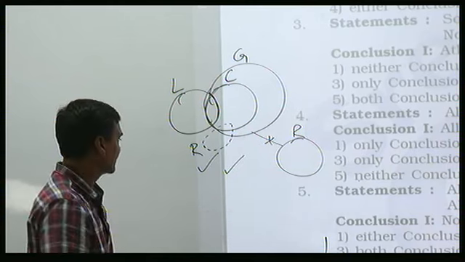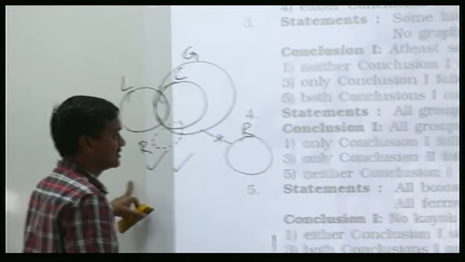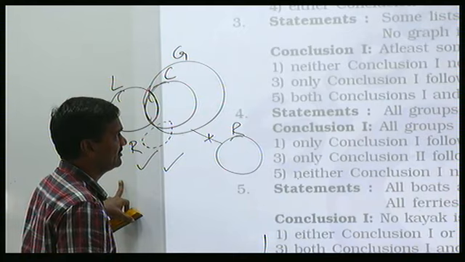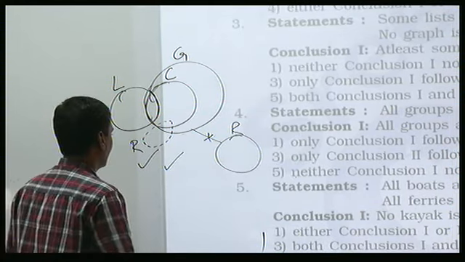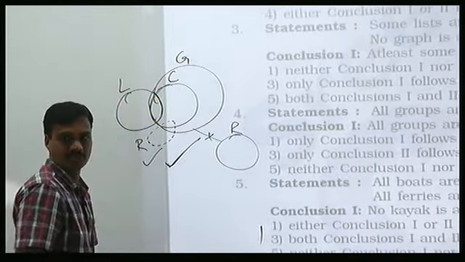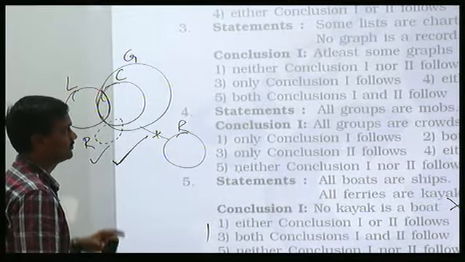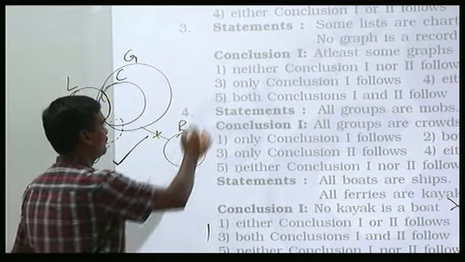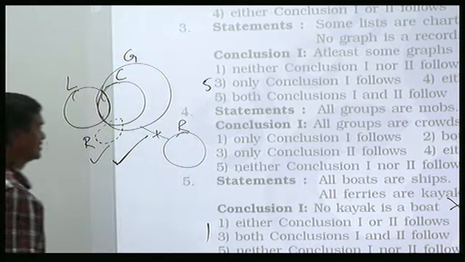Statement invalid. Alternate diagram cannot be drawn. Hence, alternate diagram cannot be drawn. The previous negative conclusion will be true forever. Hence, the second one is also true. Then what is your answer here? Both 1 and 2 follows. Both 1 and 2 choice. Fine. And this is about question number 3.